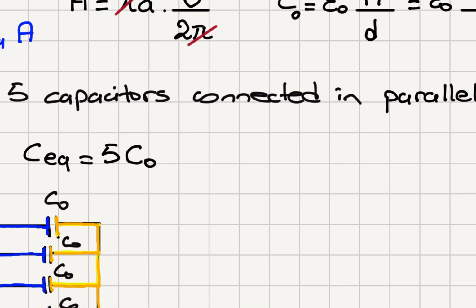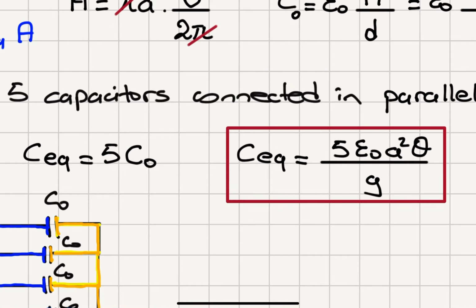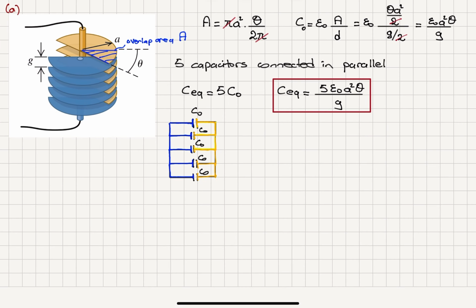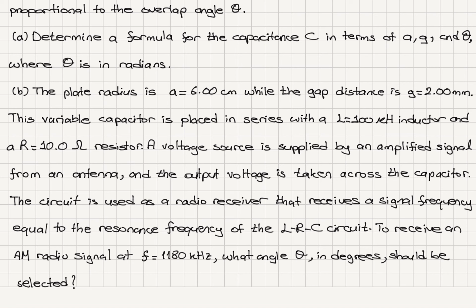So I will find that the equivalent capacitance is 5 epsilon 0 a squared theta divided by G. So that's the answer to part A of the problem. The capacitance of the setup is 5 epsilon 0 a squared theta over G. Let's move on to part B.